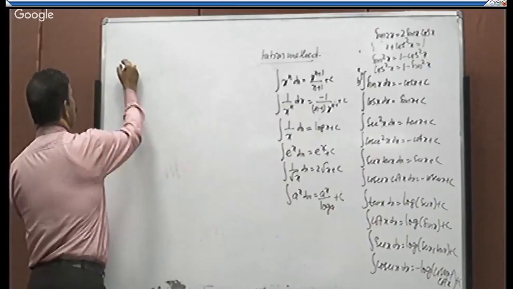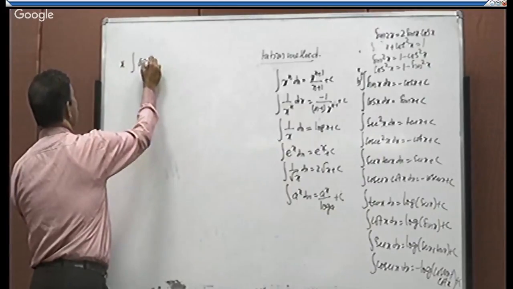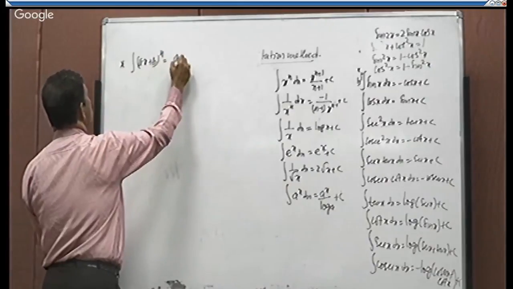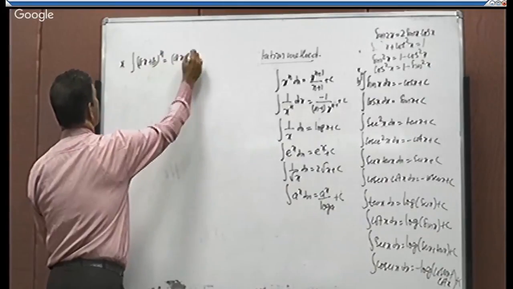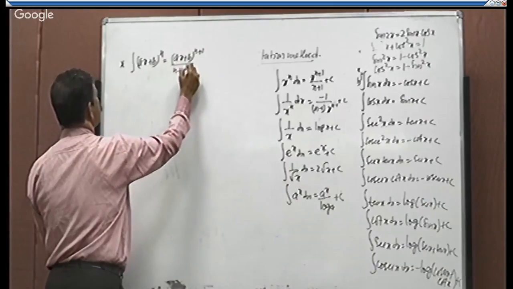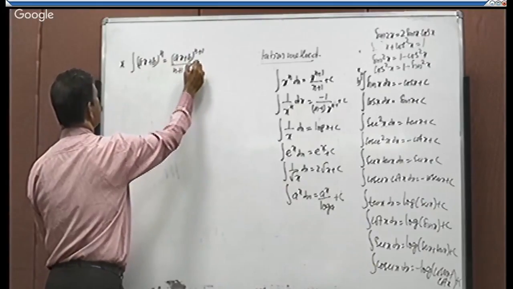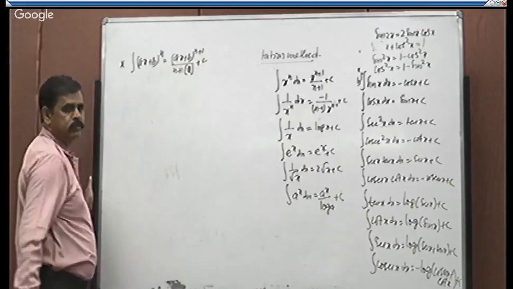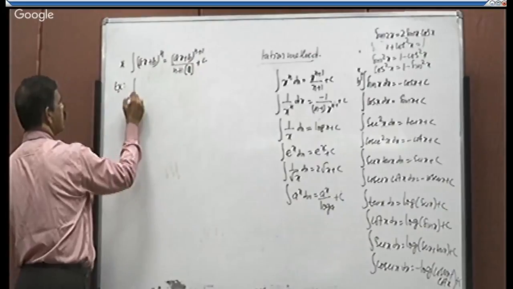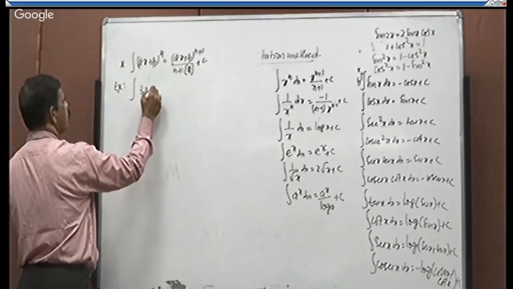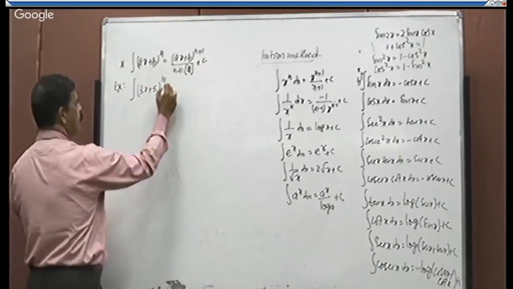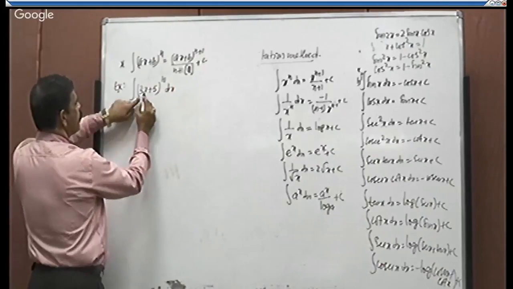Based on that, the integration of (ax plus b) to the power of n is remembered as (ax plus b) to the power of n plus 1, divided by n plus 1 into the x coefficient. The x coefficient is what? A. See the examples. Integration of (3x plus 5) to the power of 10. N may be any number. What will be the answer?